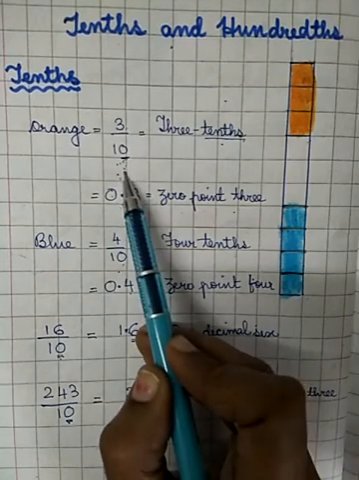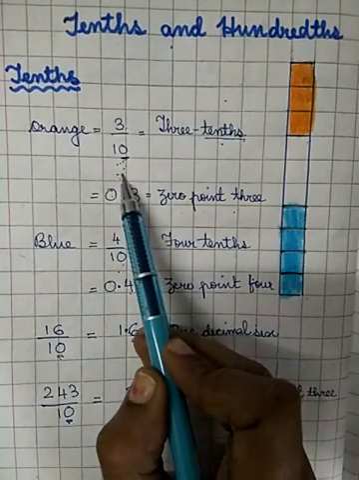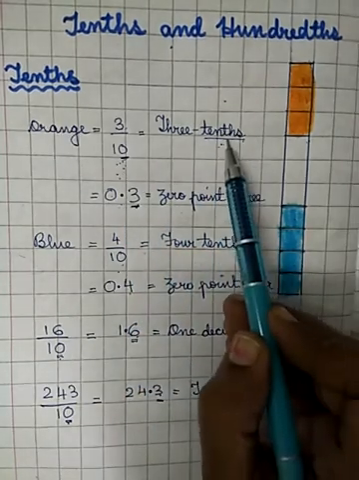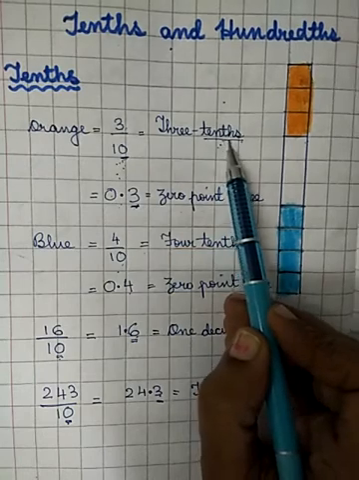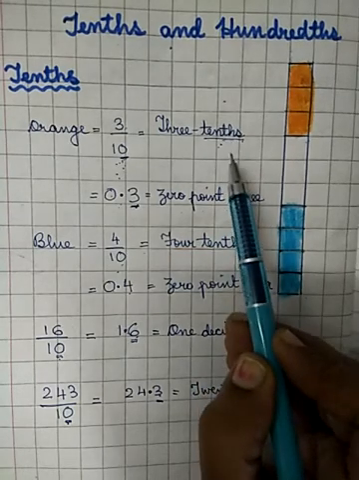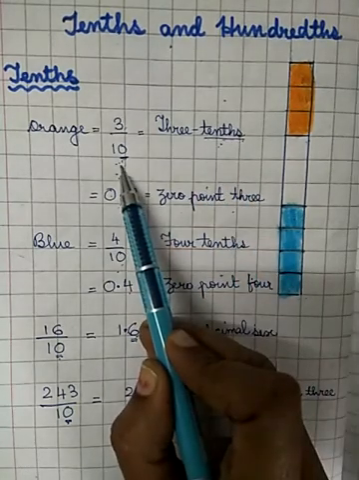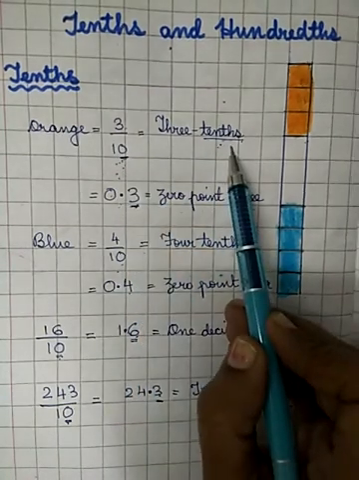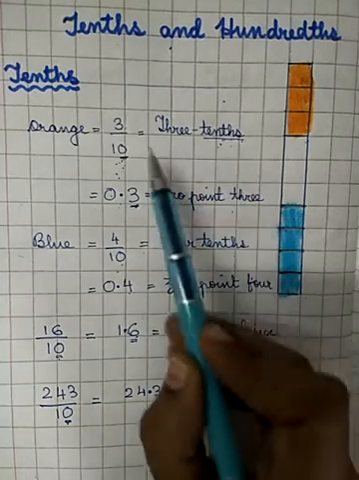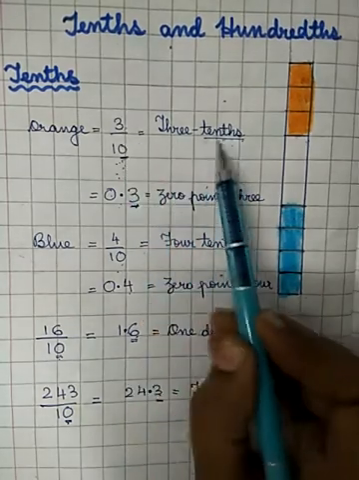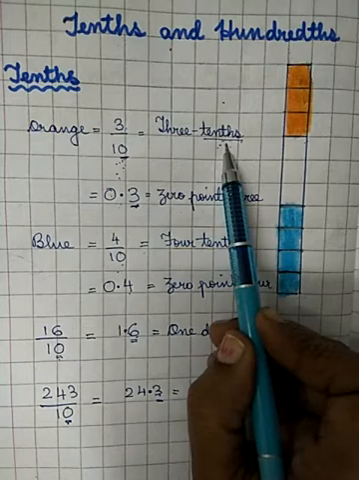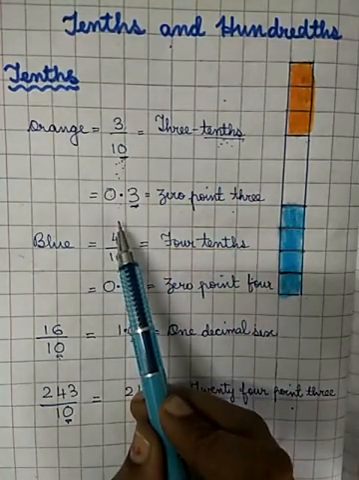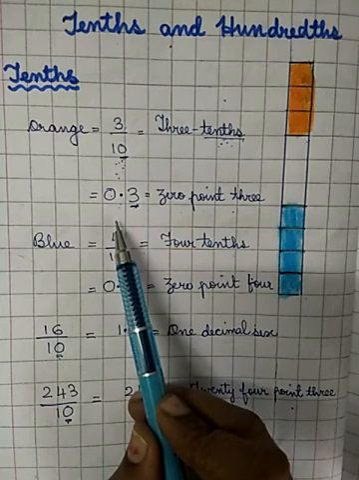If the denominator of a fraction is 10, we call it as tens. Can you see the difference in the spelling? It is T-H-S. So, if the denominator of a fraction is 10, we call it as a tens. So, this number becomes 3 tens. This 3 tens, children, we can write in decimals also. That means you can write it using a point.